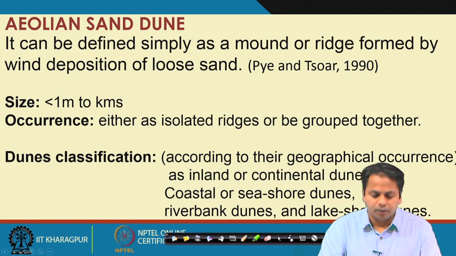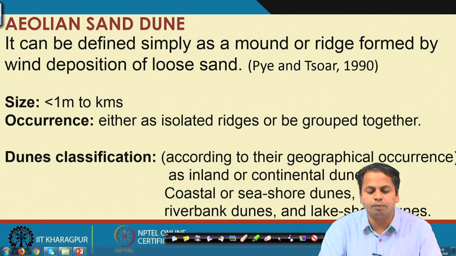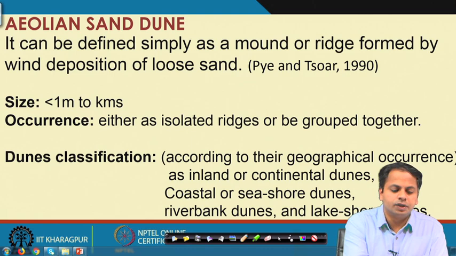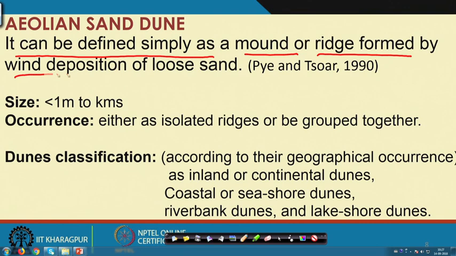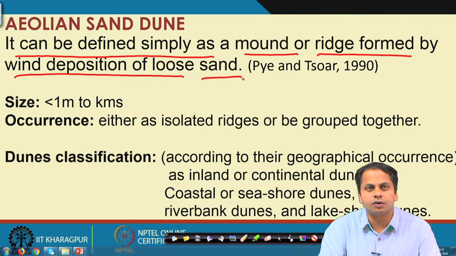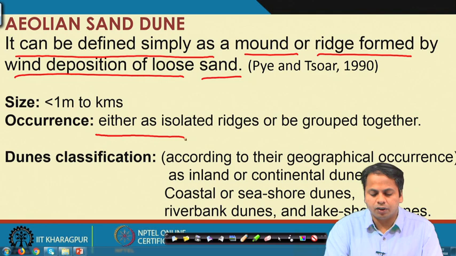Now, a sand dune can be defined simply as a mound or ridge formed by wind deposition of loose sand. The size of a sand dune is variable: it can be around 1 meter or spread across several kilometers. They mainly occur either as isolated ridges or grouped together.